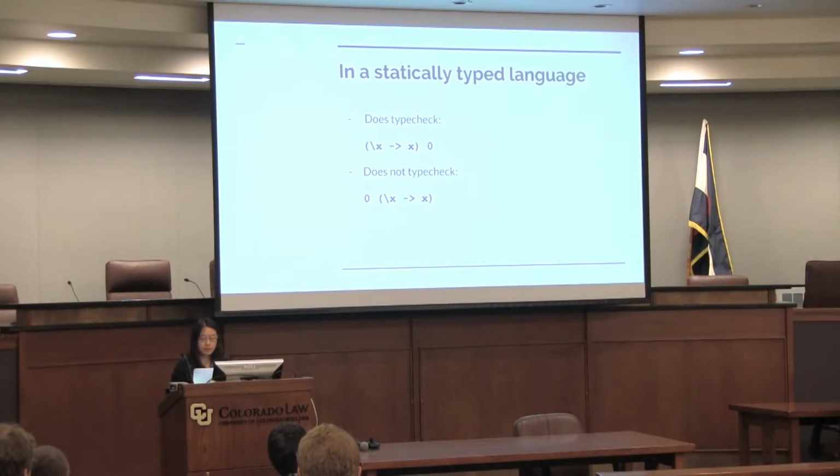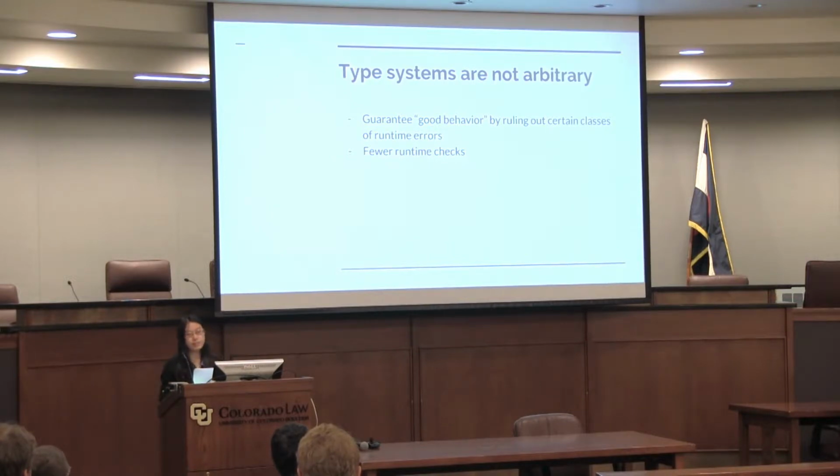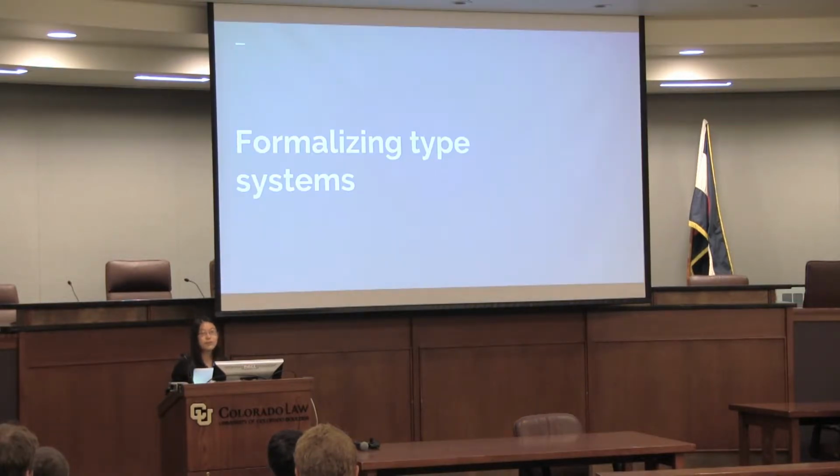So let's start by talking about what a type system is trying to accomplish. The objective of a type system is to guarantee good behavior when your program executes by ruling out certain classes of runtime errors. And by doing this earlier on in the development phase, you get fewer runtime checks, and you also catch these errors sooner. So throughout this talk, let's keep this objective in mind as why we have type systems and what they're designed to do. In order to ensure that your type system makes the guarantees you want it to, you need a formal specification of the type system.